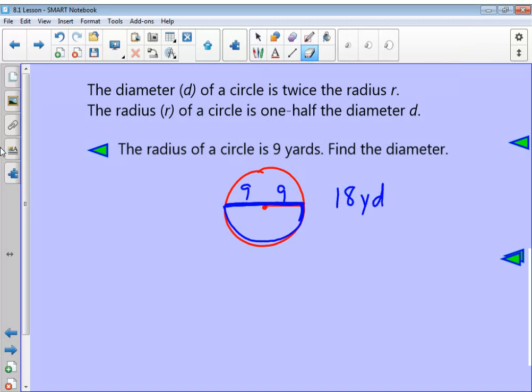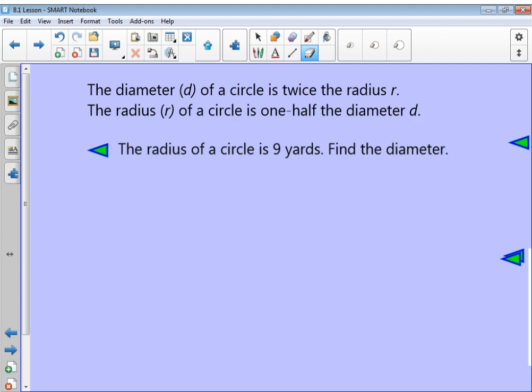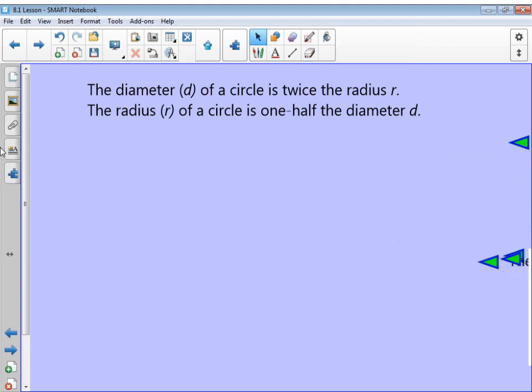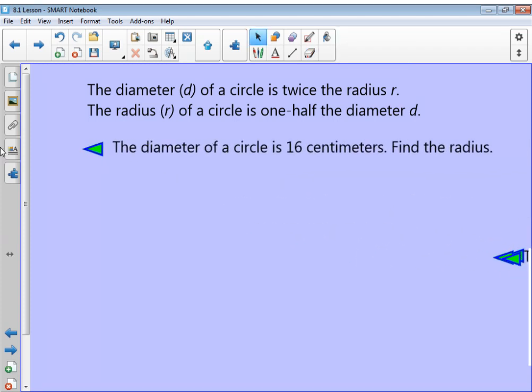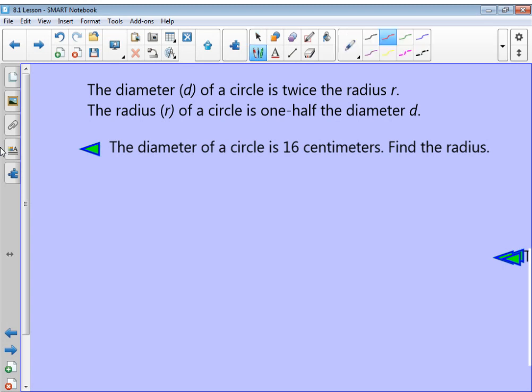All right, so I'm going to slide one out here. I want you guys to try it. So you can pause your video once I get this out and then restart it in just a second. So the diameter of our circle is 16 centimeters. Find the radius. Visual. The diameter is 16. They want to know the radius. So go ahead, pause your video and find out your final answer. Then you can restart your video to check.